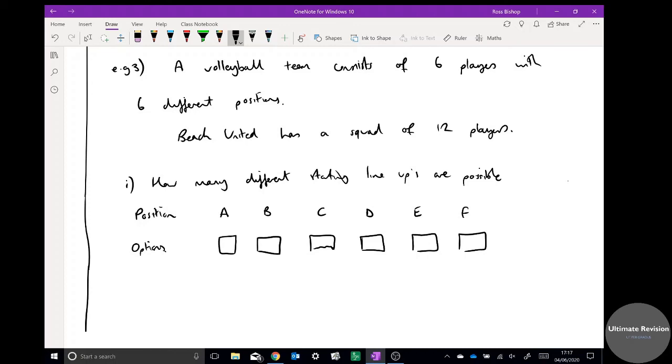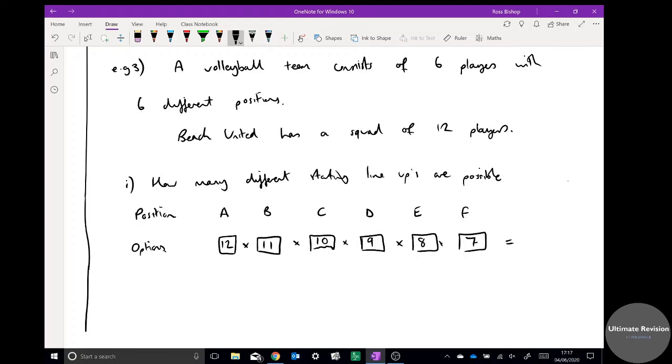Okay, so for position A, you've got 12 players there, and we're saying all the players could potentially play in all the positions for this question. But there's definitely 12. Any one of those players could go in position A. Now position B, well, you've used one of them in position A, so there's only 11 left, and so on. C. Position D, you only have 9 of it, and then 8, and then 7.